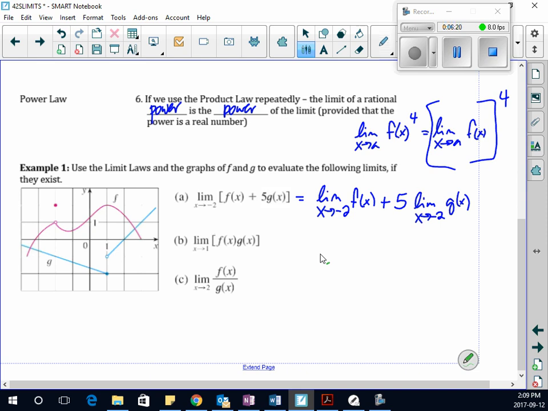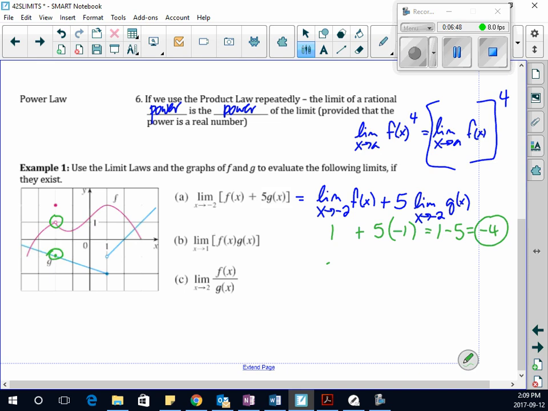The limit as x goes to -2, it's 1. Do you see it's right there? It's 1, or it's the intended height. So it's 1 plus 5 times, what is the limit as x goes to -2 of g of x? It looks like it's -1. So then it would be 1 minus 5, which is -4. Does everybody see now how I found the answer?